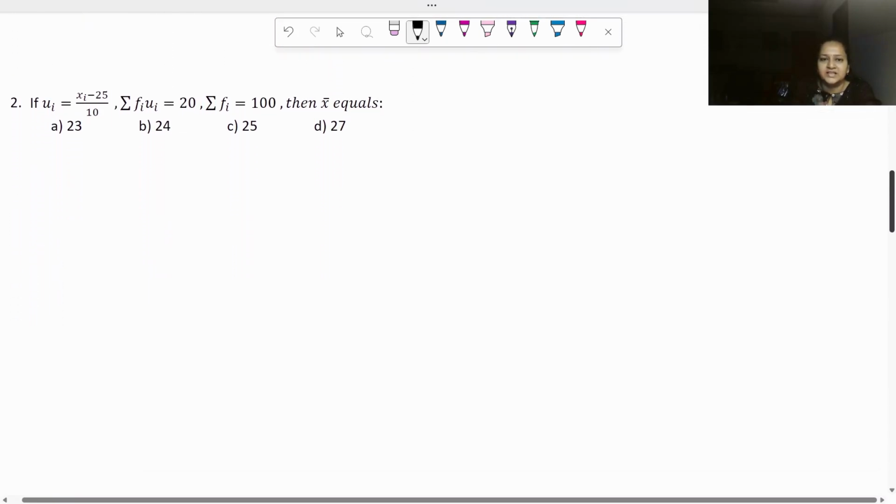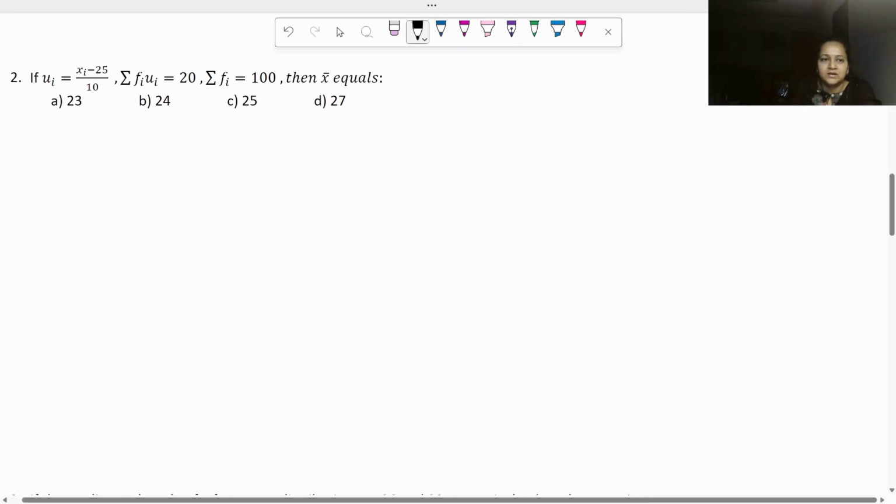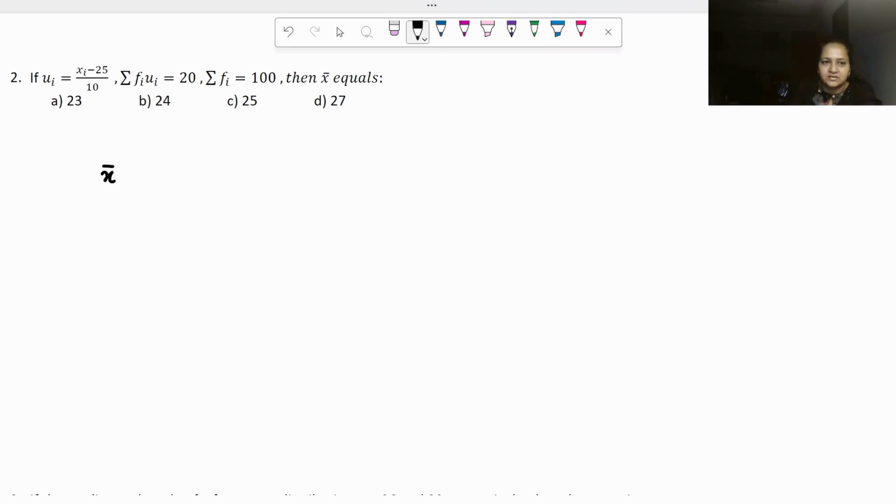Okay. Moving on to the next MCQ. We are given that if ui is equal to (xi minus 25) upon 10, summation fi ui is 20 and summation fi is 100, then we have to find out the mean. X bar is mean, correct? By definition, what is X bar? Now, if we are talking about ui, then definitely we are talking about the step deviation method. So we'll write here by step deviation method.